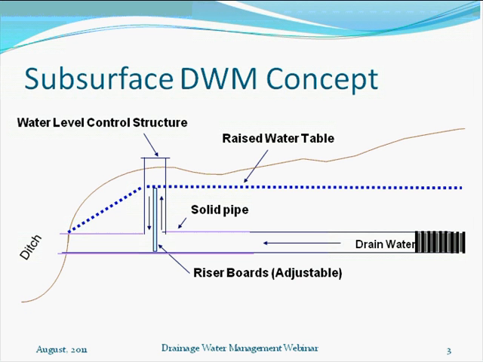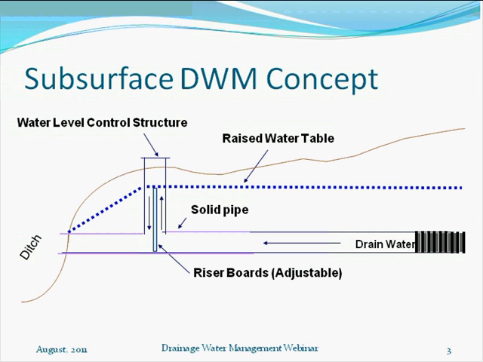So the idea is to put a water level control structure in, as I've sketched in here. And these structures typically get installed on the end of the drainage tile some distance away from the ditch and involve some riser boards or flash boards that get put in so that the elevation of that water table gets raised to however high you put in those flash boards.